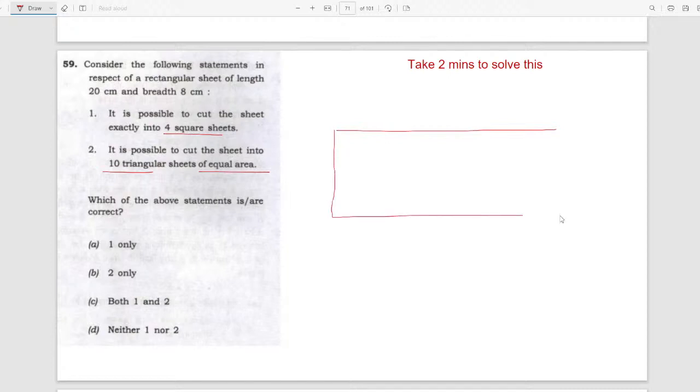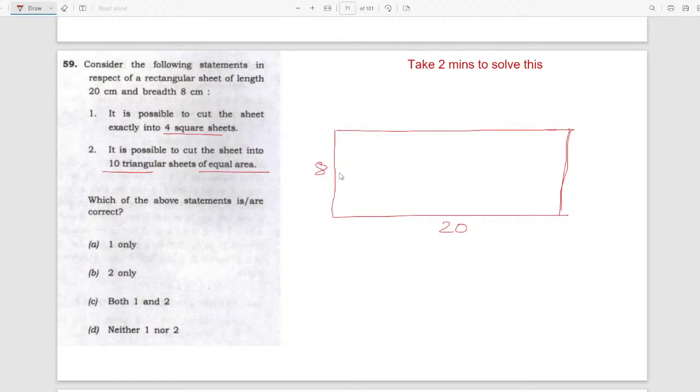So there is this rectangular sheet, 20 centimeters by 8 centimeters. This is 8 centimeters, this is 20 centimeters. They are asking, is it possible to cut the sheet exactly into 4 square sheets? Yes, we can cut this into 4 square sheets. How will we cut it? They're not saying that these 4 square sheets should be equal in area. We just need 4 square sheets.